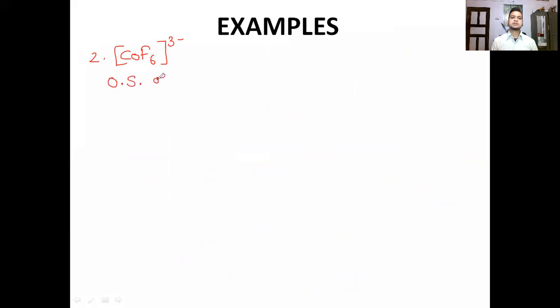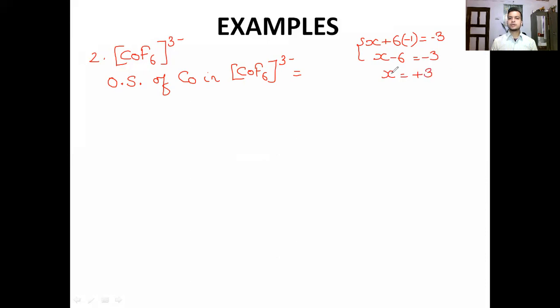So the oxidation state of Co in [CoF6]3-: again, let me just show you in rough. It will be x plus 6, and fluoride is -1. The ligand is fluorido, or fluoride, and the total charge you can see in the complex is -3. So x minus 6 will be equal to -3, so x will be equal to +3. I hope you can get it, right? So this will be +3.